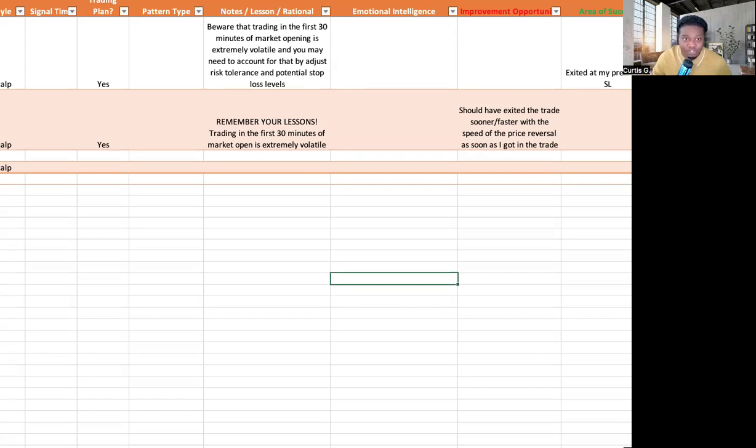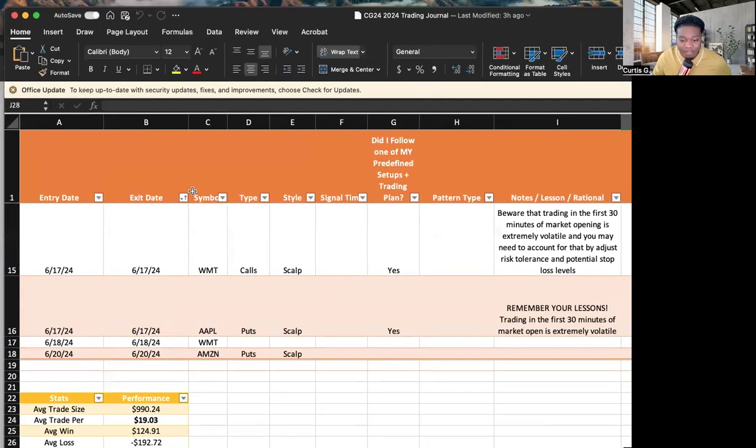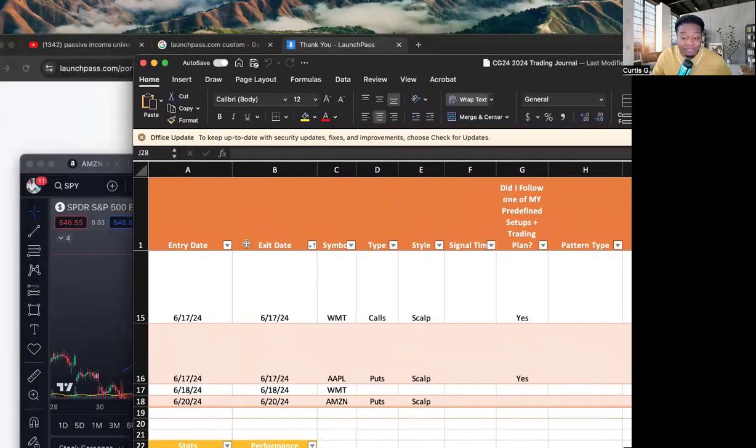So here's my trading journal, just to break it down for y'all. And so here are some of the things that I have on my trading journal, right? Let me move this over a bit. So, of course, we've got the entry date. I've got the exit date. What symbol did I trade? What was the type? Was it calls or puts?